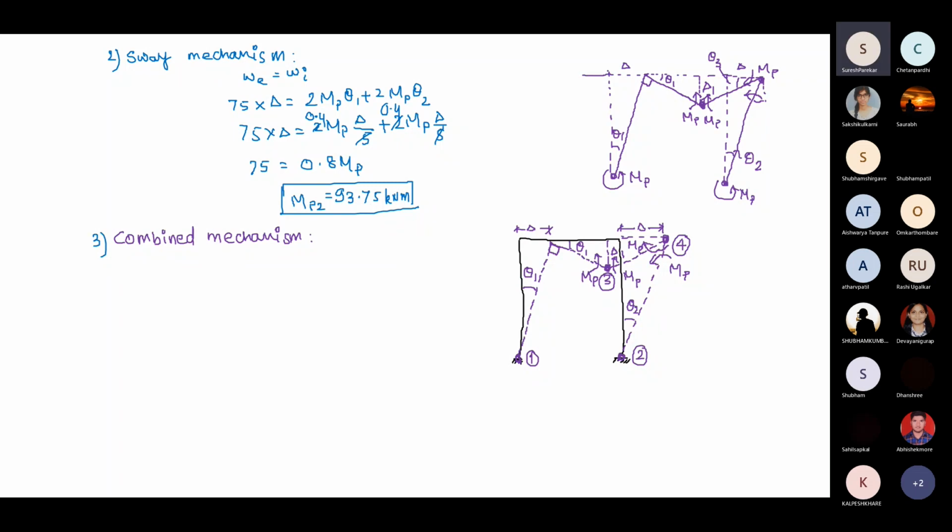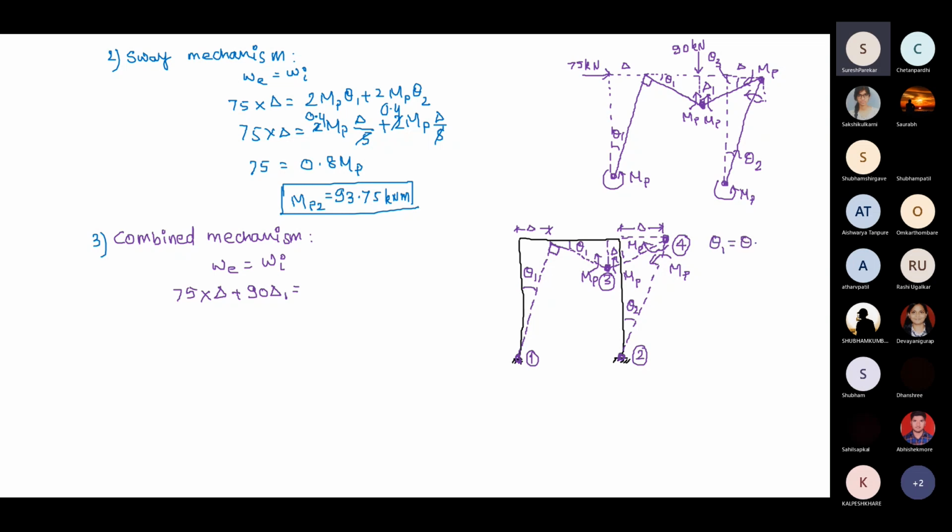We have a load here of 75 kilonewton, and here we have 90 kilonewton. WE is equal to WI. What will come now? 75 into delta plus 90 into delta. Now first we have to write the relationships.